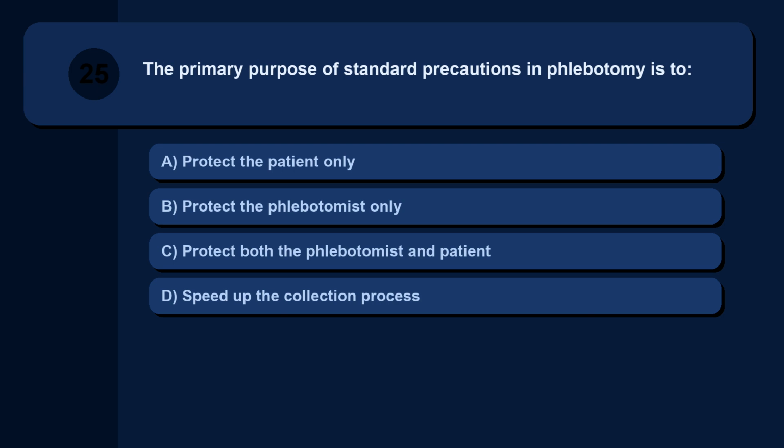Question 25. The primary purpose of standard precautions in phlebotomy is to protect the patient only, protect the phlebotomist only, protect both the phlebotomist and patient, speed up the collection process. Standard precautions treat all blood and body fluids as potentially infectious, protecting both healthcare workers and patients from pathogen transmission.